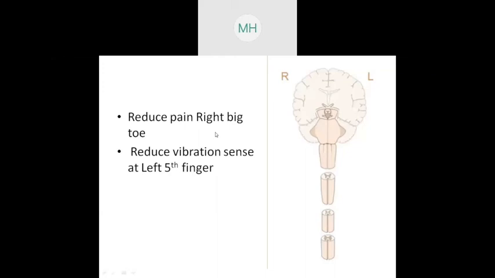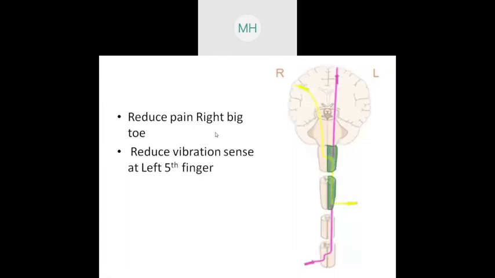You can actually pinpoint where the location is. Okay, I'm sure you already have the answer, so I'll just give you the answer. The purple track is the spinothalamic tract. It goes up a few levels, then it decussates. The yellow track is the dorsal column. It goes up and then decussates at the medulla.